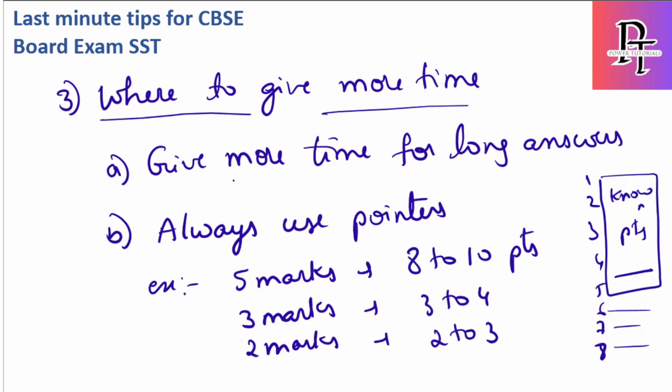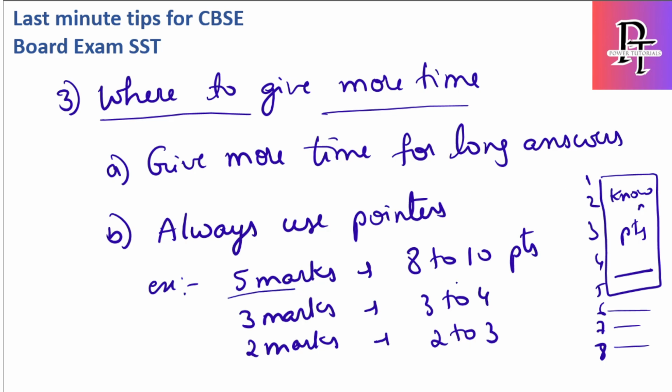Then, where to give more time, as a suggestion: where you have more marks, you have to give more time. So don't give more time to 2 marks or 3 marks questions even if you know the answers. Even if you write a lengthy answer, you will get only a maximum of 3 marks there, you will not get 5 marks. But if you focus mainly on the long answer questions, then you can score more weightage. So always give more time for the long answer questions, and you have to fix this many points for this many marks.